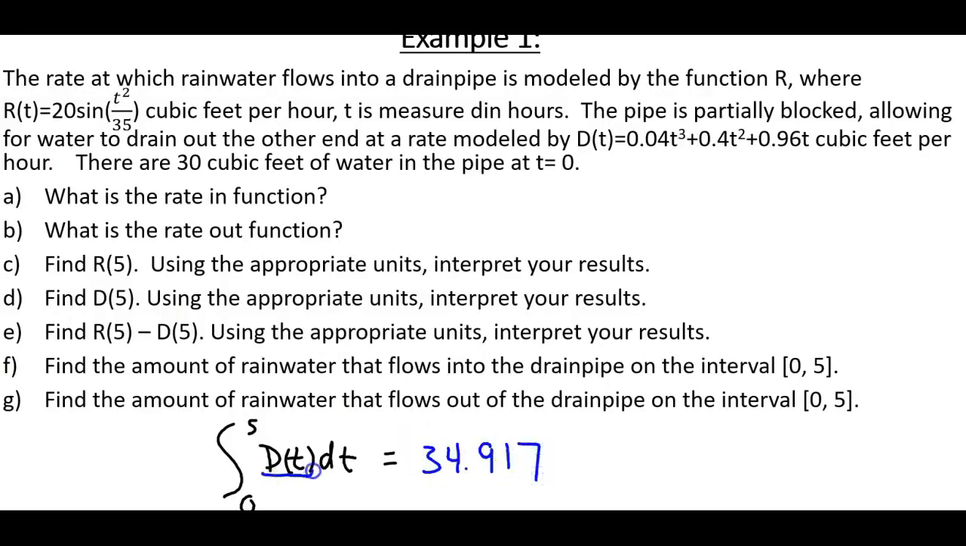And once again, the units of the rate of change in which it was going out was cubic feet per hour, but we're multiplying it by time when you integrate it, and that leaves us just with cubic feet. And so once again, this just means that's how much water left the pipe. So the pipe had 22 added in, according to our answer from part F, but over that same 5-hour period, 34 cubic feet left the pipe. So more water left the pipe than went into it on that first 5-hour time period.